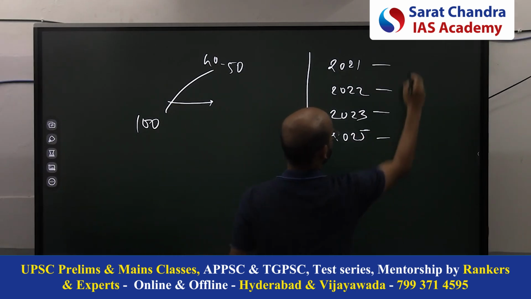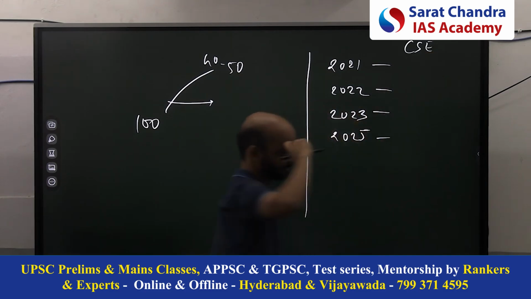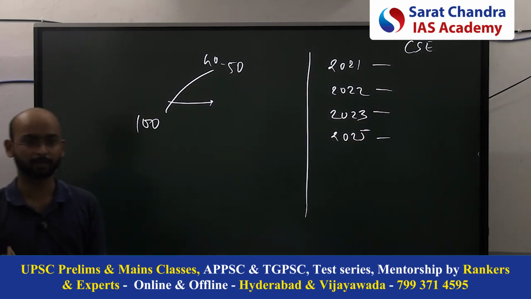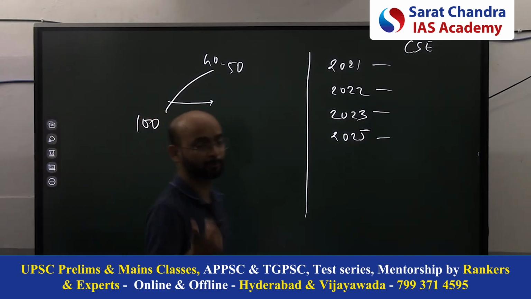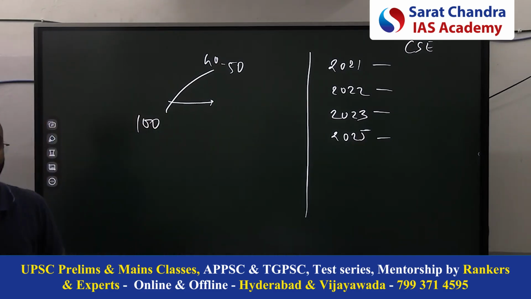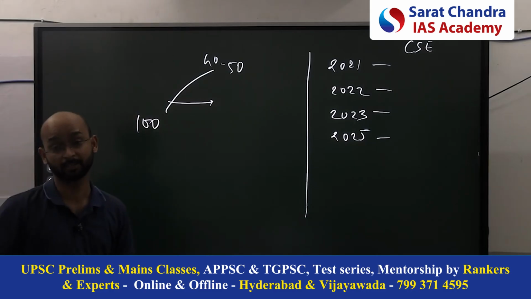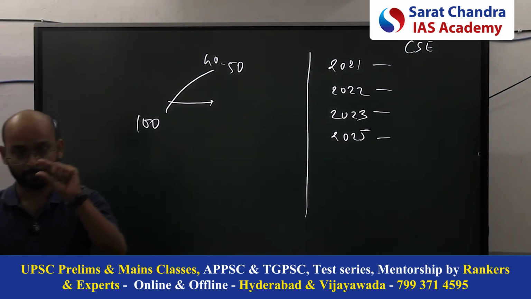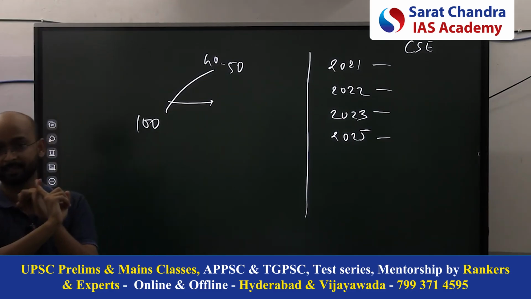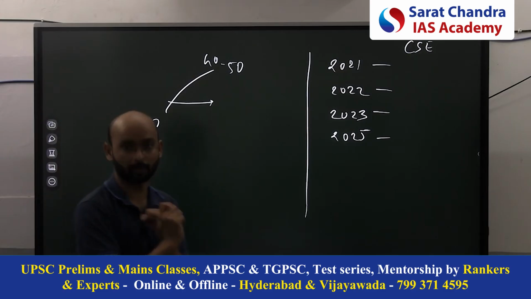I have always cleared the CSE prelims, that is the civil services. Since my optional is agriculture, I am eligible, everyone is eligible, but I have to read only one option. Because agriculture optional you can take, but you can't take philosophy or political science as optional in forest service. When you apply for the prelims examination, there you have to opt whether you want to apply only for CSE or both CSE plus forest.